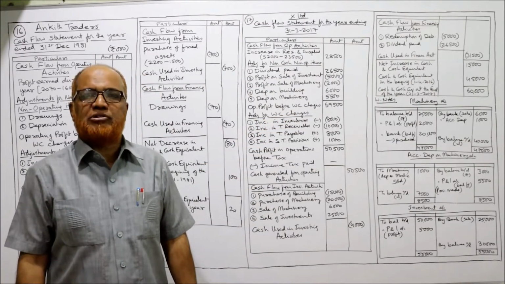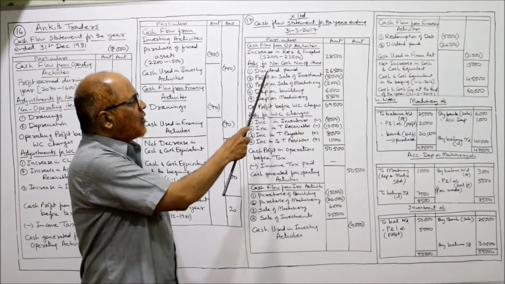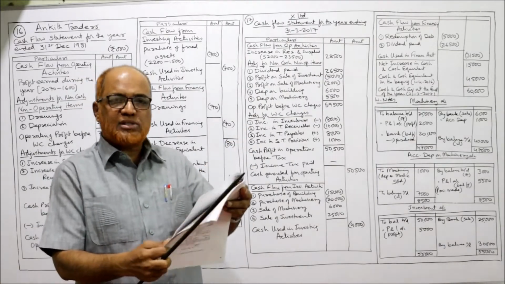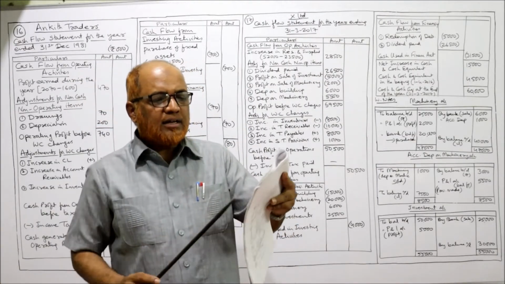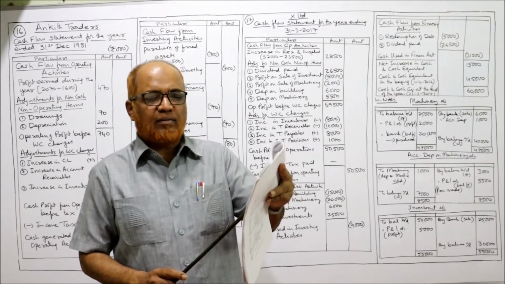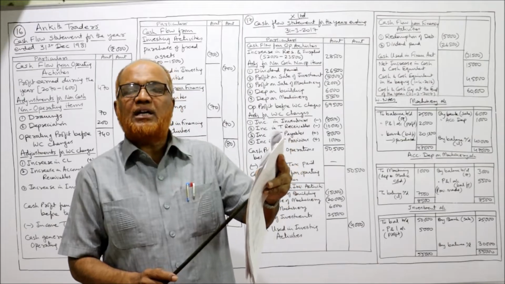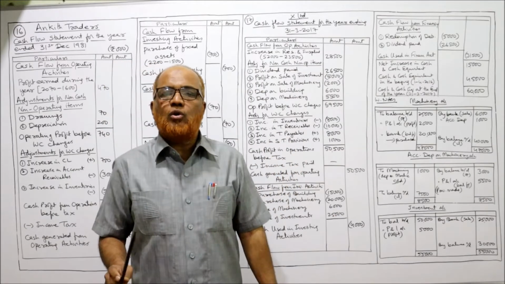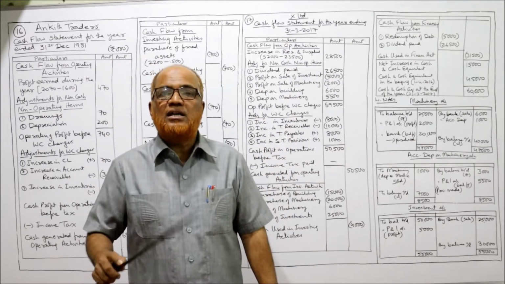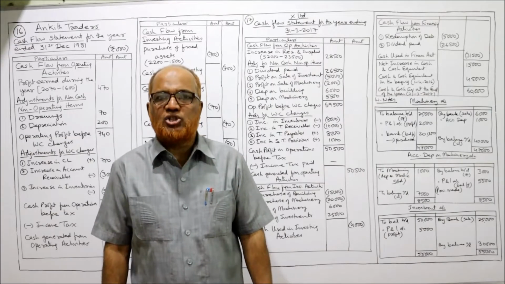28,500 is the profit, right? Now adjustment for non-cash, non-operating items. Now see carefully. Non-current liabilities, debentures are given. So last year debenture of 40,000, current year debenture is given 35,000. So 5,000 rupees debentures decreased. That means redemption of debentures.